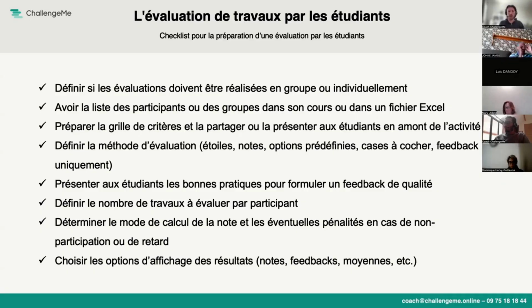Their grade, meaning all the grades they've received, the average. Do I only want to show them the feedback? Do I want to display all the details of the grades they've received and all the feedback, etc.? And you can check different options like this to select what you want to display. And you can also absolutely choose not to display any results to the student directly.